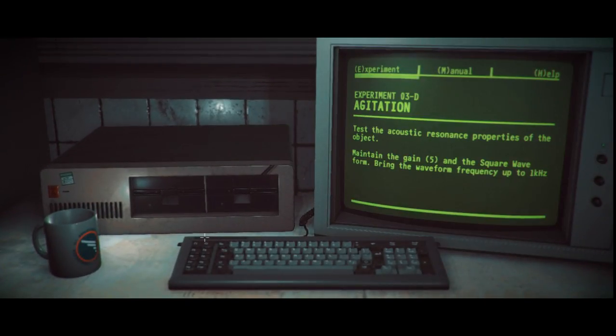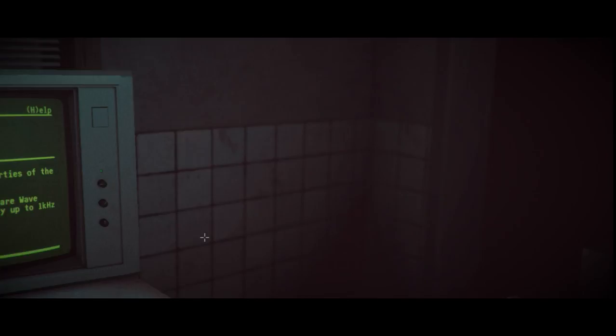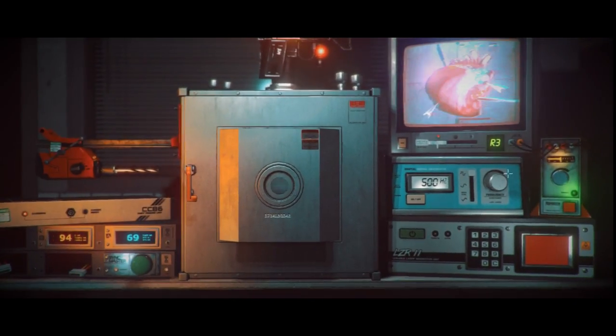Experiment 3D. Agitation. We're still going to use the acoustic resonance. We're going to maintain the 5 gain and the square waveform. But we're going to bring the waveform up to 1 kilohertz. Okay.